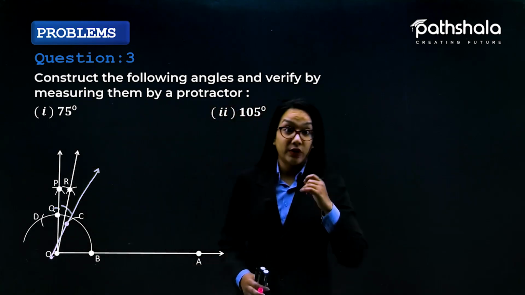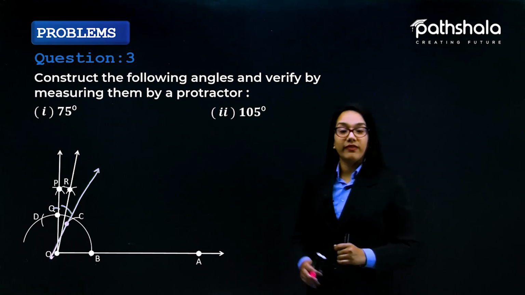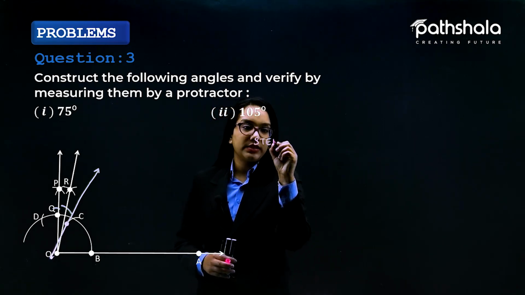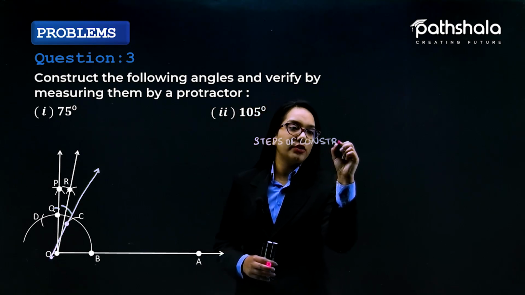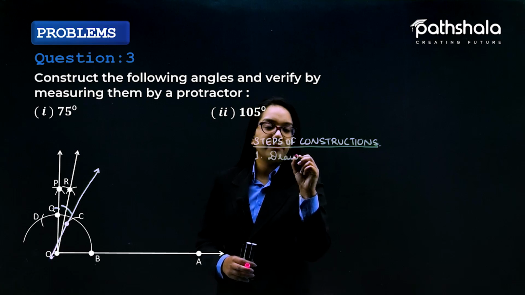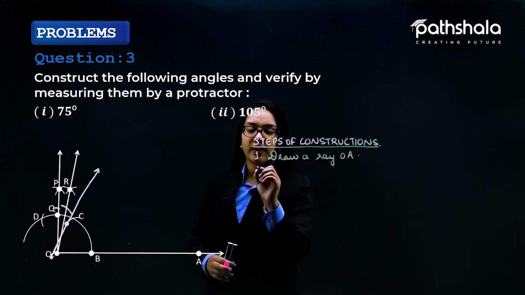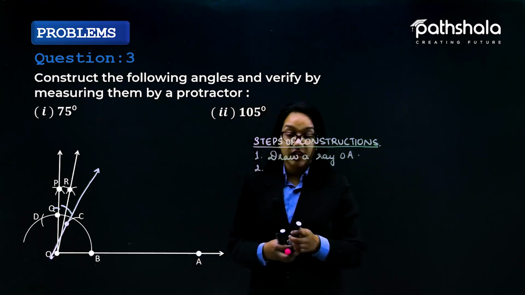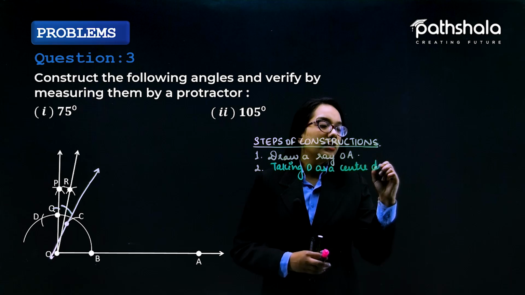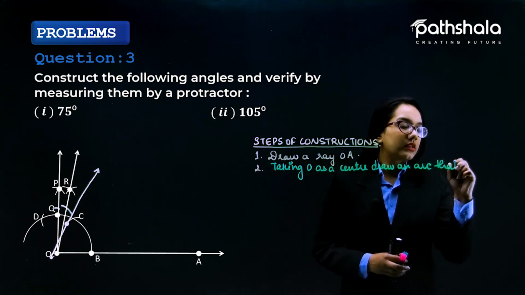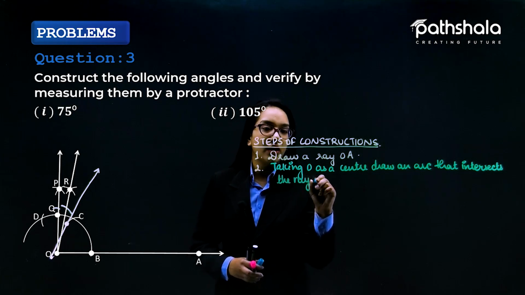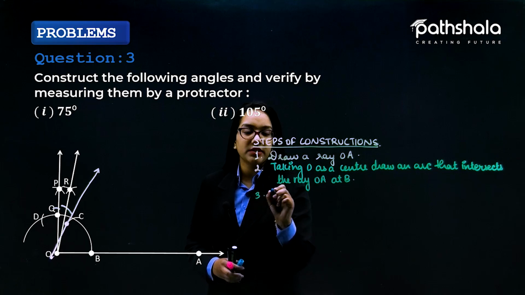Let's write some of the steps of construction related to this angle of 75 degrees. The steps of construction are: the very first step is to draw a ray OA. The second step is, taking O as the center, draw an arc that intersects the ray OA at B.